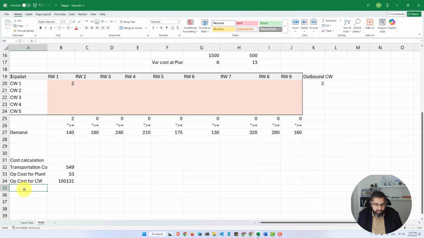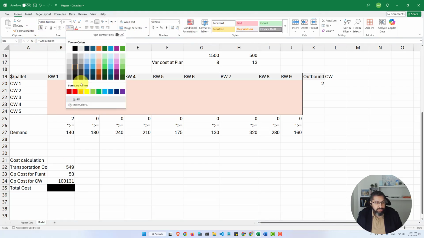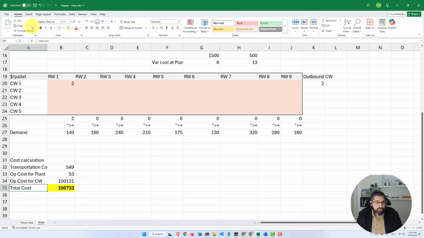And that is it. Then we can find our total cost. That's just going to be the sum of these three numbers. I'm going to make it bold and highlight it yellow to remind myself that that is the cell that I'm trying to minimize, right? So we want to minimize this total cost. Our total cost is made up of transportation cost, operating cost for the plant, and operating cost for the central warehouses. So we could have more than one eventually. So we want to put S here.